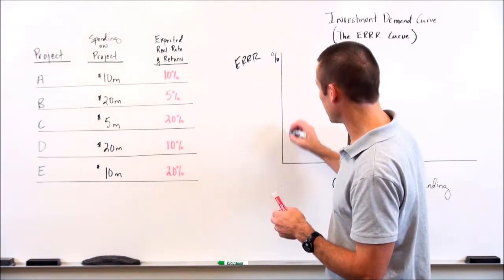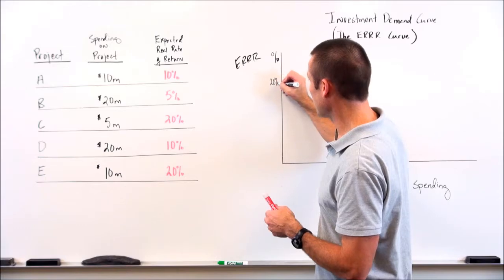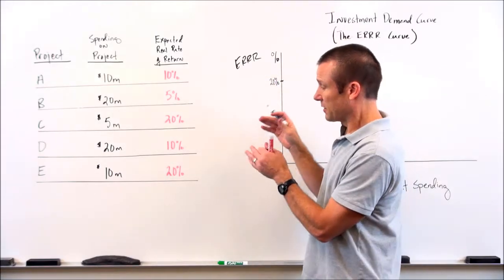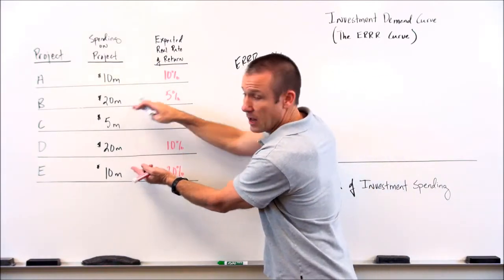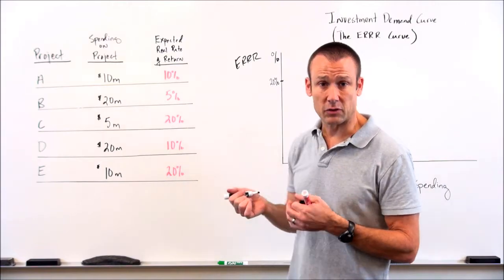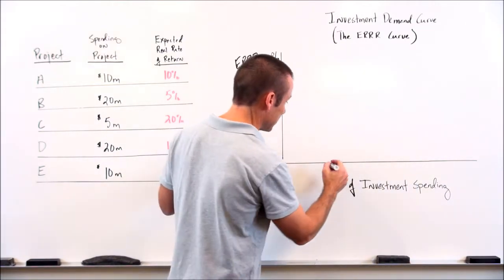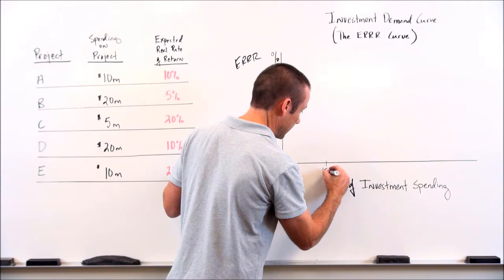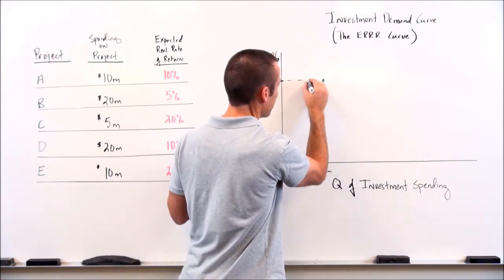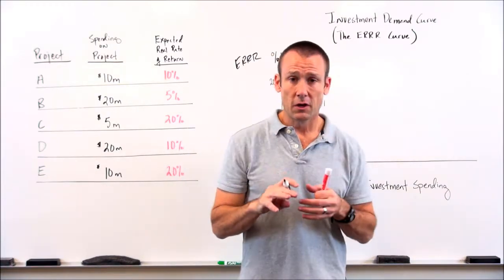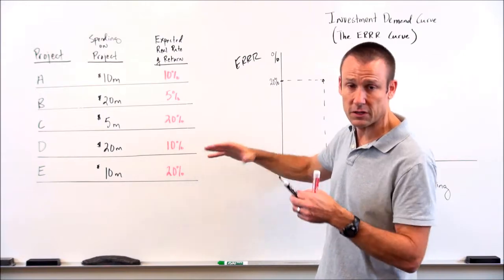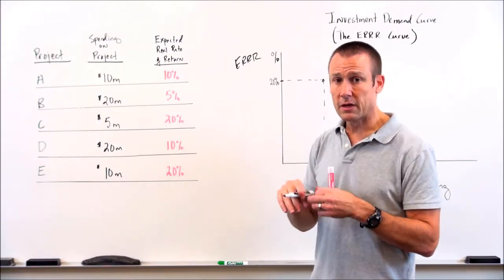So I'm going to go up to 20%, okay, which is taken right from here. And I'm going to say there is $15 million worth of projects that will provide an expected real rate of return of 20%. So 20%. I'm going to go right to here, $15 million, and this is our first dot, which might surprise a few of us. A few of us might think, well, shouldn't you graph either C first or E first and then the other project afterwards? And the answer is no.